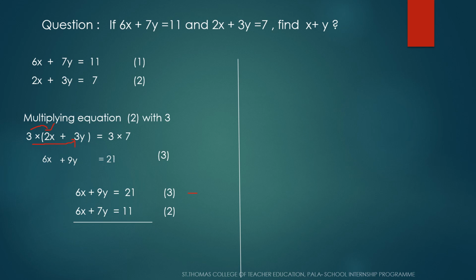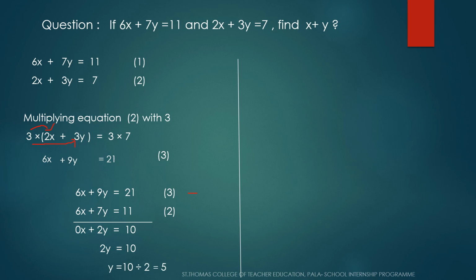Now tell me the equation you get after subtracting. Very good. 6x minus 6x becomes 0x. I need to know the remainder. Good. 9y minus 7y becomes 2y. And 21 minus 11 becomes 10. So what we get? 2y equal to 10. Tell me why. Good. y is 10 divided by 2 and that is 5. Okay. So we got y, isn't it?